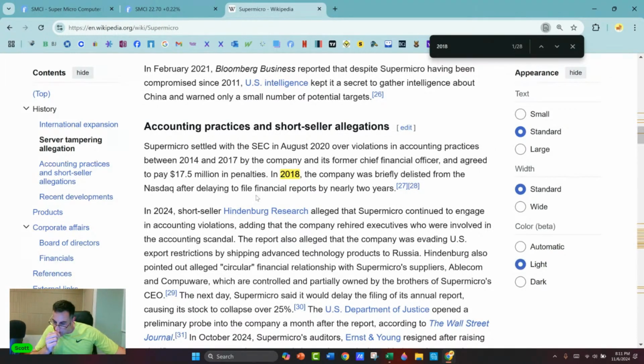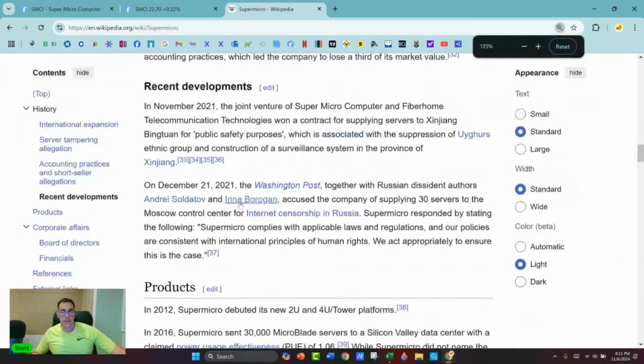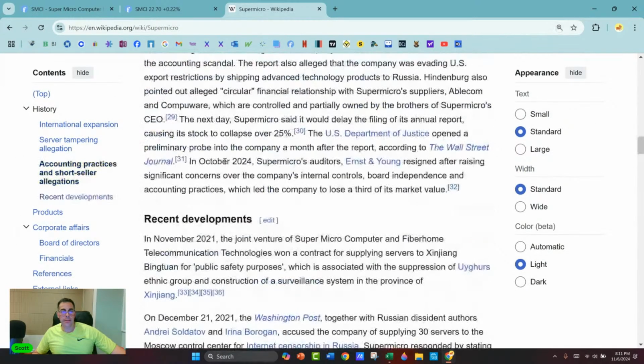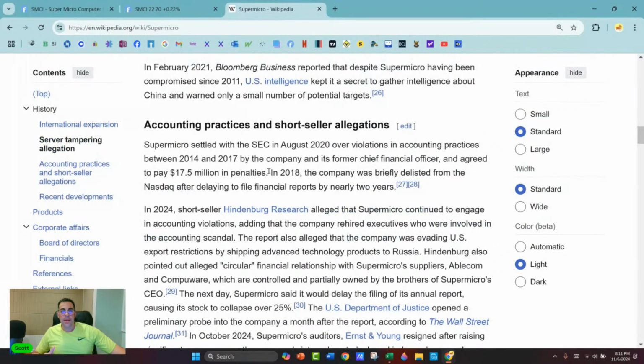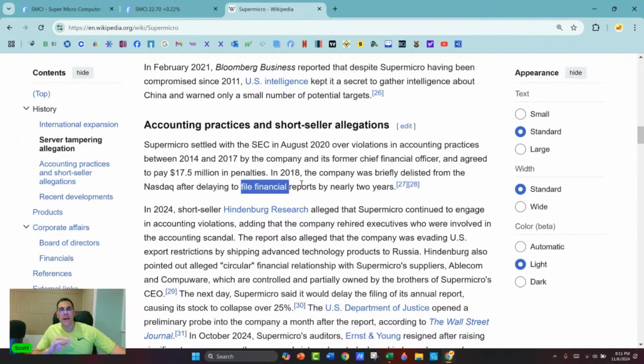Apparently, they're selling to the shelf companies and just stuffing books. Yeah, that's true. But this same exact thing happened in 2018. In 2018, they were delisted. This is 6 years ago. I'm not talking about a few months ago. In 2018, they were delisted from the NASDAQ. The NASDAQ removed them because for 2 years they didn't file financials. The same exact thing that's happening right now is that they kept missing the deadline.